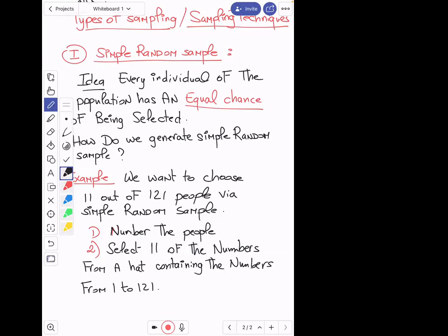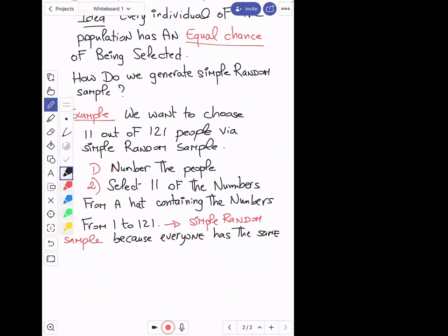This is what I call a simple random sample, because everyone has the same chance of being selected. So does this example make sense? It's just a random selection, and everyone has the same chance, right? Now we have this simple random sample, which is just a random selection where everyone has the same chance of being selected.